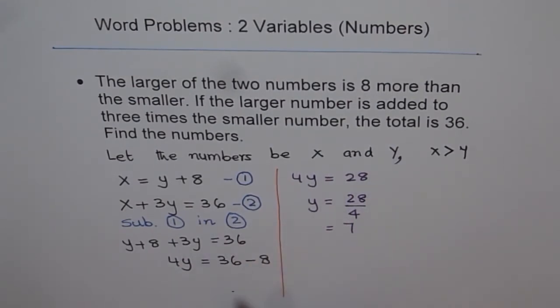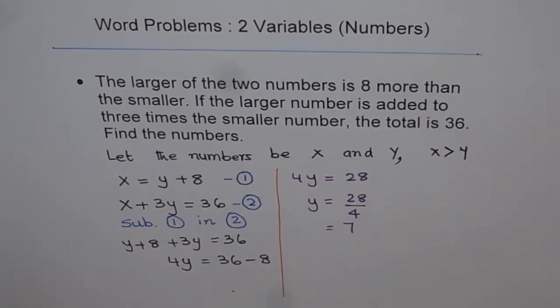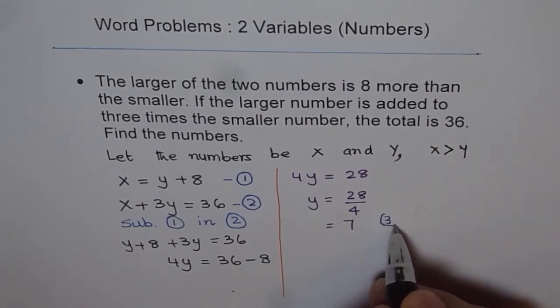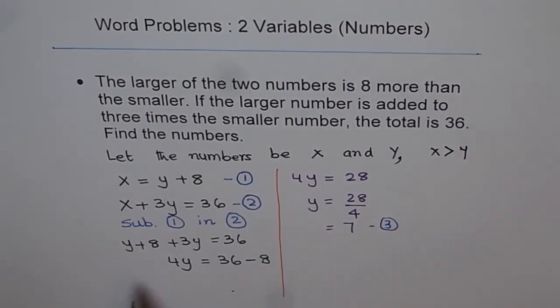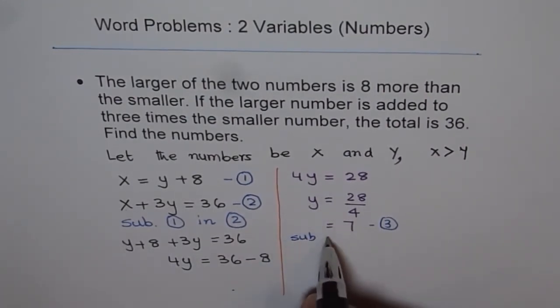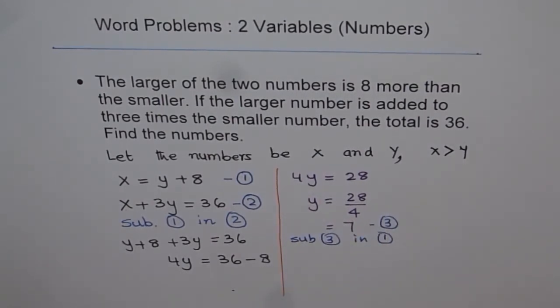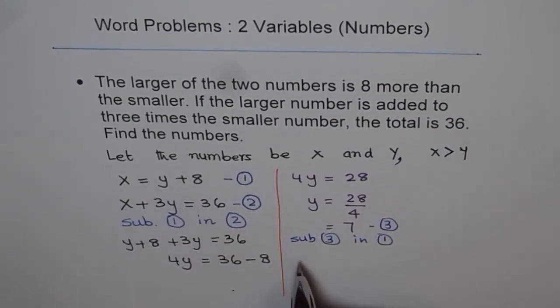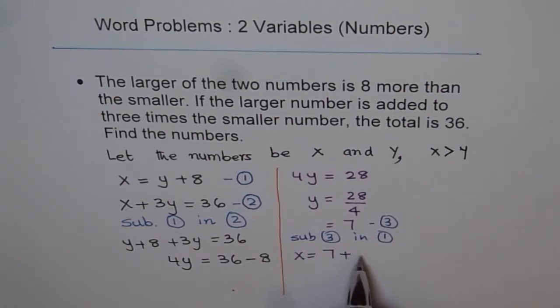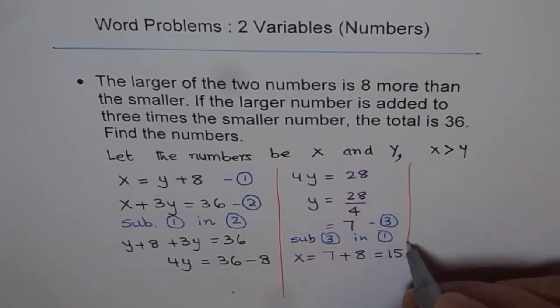We need to find what x is. Let's call this equation 3. So this is our equation 3, that is the value of y. To find x, we can substitute the value of y from 3 into equation 1. So x is y plus 8. So we say x equals, instead of y, I am writing 7, 7 plus 8. And that is equal to 15, right? So we got the value of both the variables x and y.